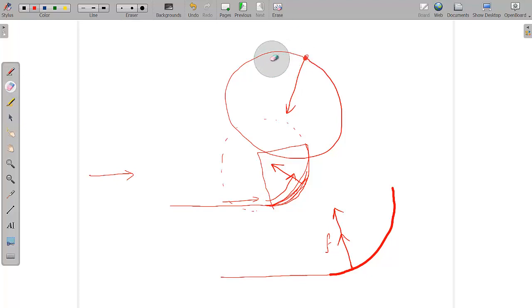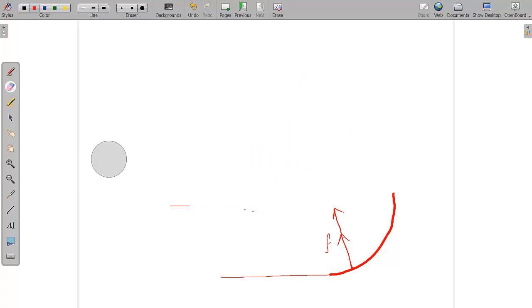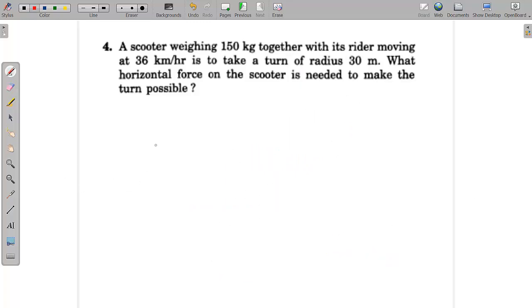Let's say a simple question number 4. Just see the question number 4. It is moving with a constant speed, no? So the horizontal force is not the tangential force, it's the force towards the center of the circle. Let's say this is a road. So let's say this is the plane of the road, the plane on which the motorcycle is moving. You have to see the figure.